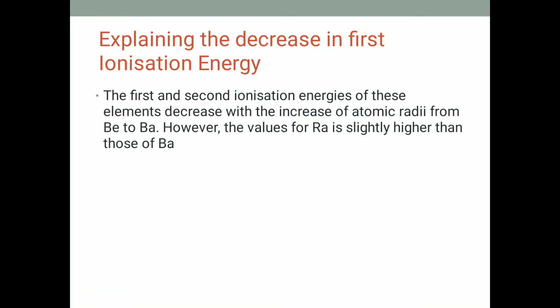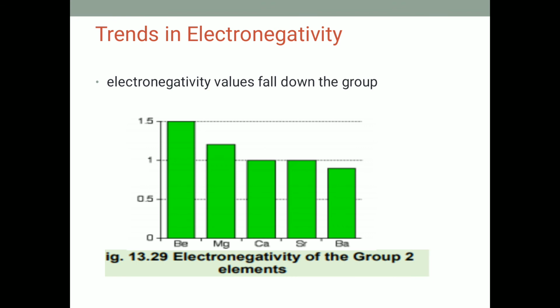Why does the first ionization energy decrease down the group? Because atomic radii increases from beryllium to barium. That's why first ionization energy decreases down the group. Here's a graph which shows electronegativity values falling down the group, from beryllium to barium.